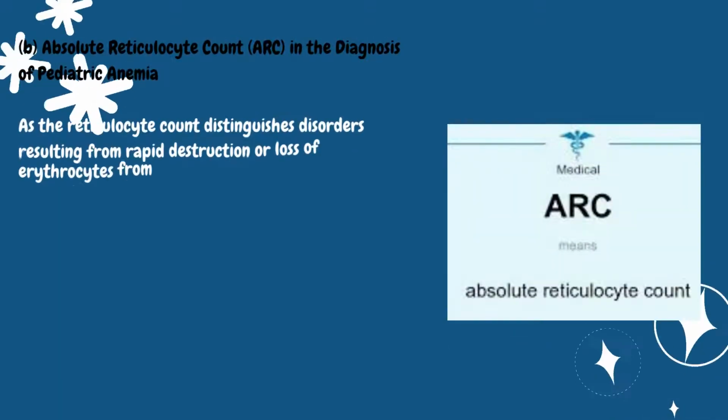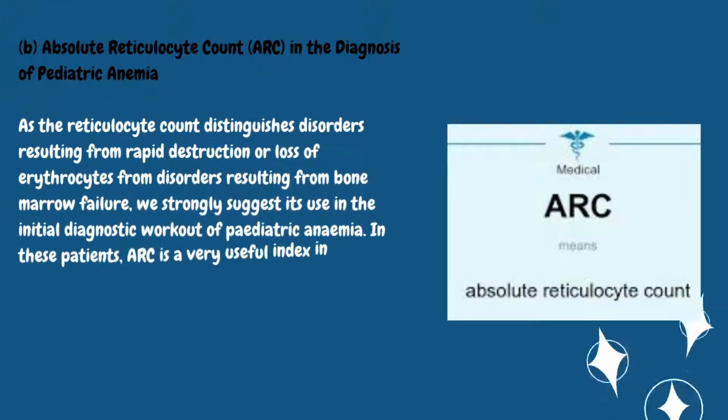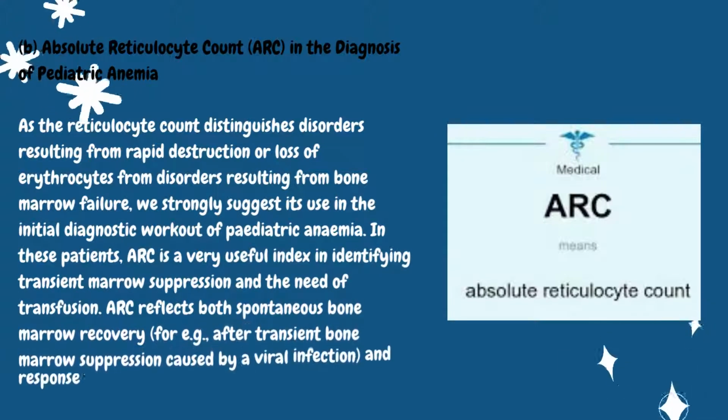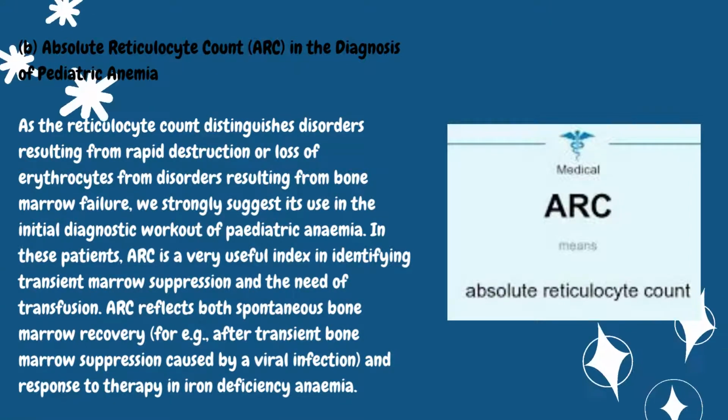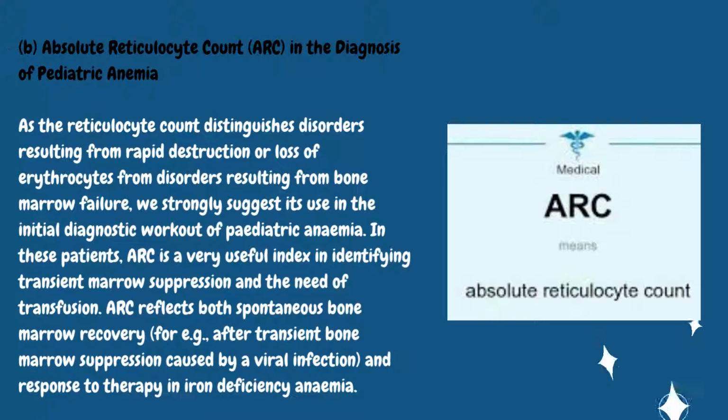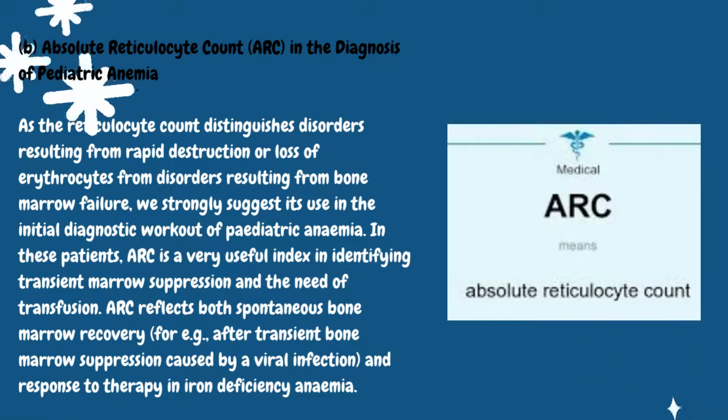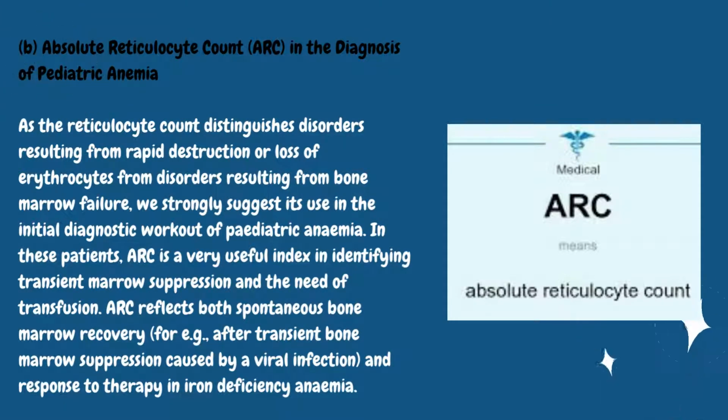Next is absolute reticulocyte count in the diagnosis of pediatric anemia. As the reticulocyte count distinguishes disorders resulting from rapid destruction or loss of erythrocytes from disorders resulting from bone marrow failure, we strongly suggest its use in the initial diagnostic workup of pediatric anemia.